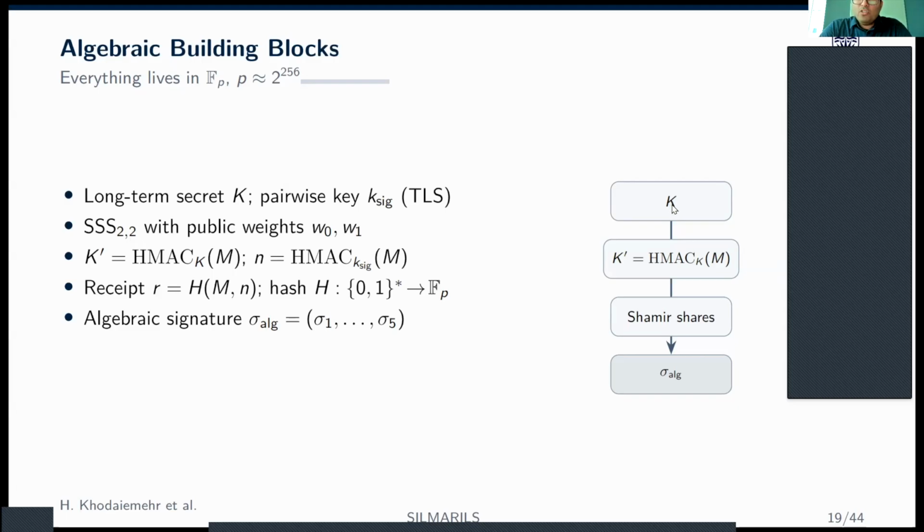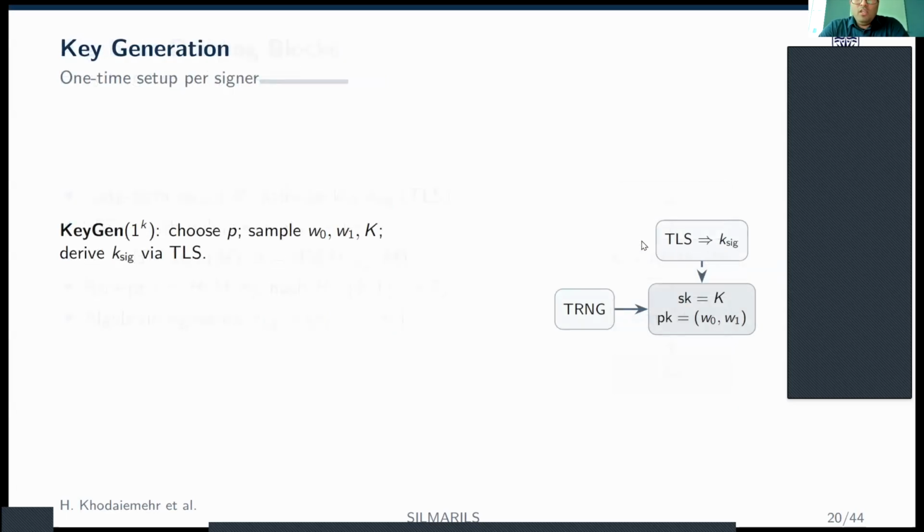So in the key generation, we first use a TRNG to generate the public weights and secret key, and we use the TLS session key for generating K-sig. We also choose the prime P and sample W0 and W1 using our TRNG. Yeah, so everything seems to be very easy and natural.